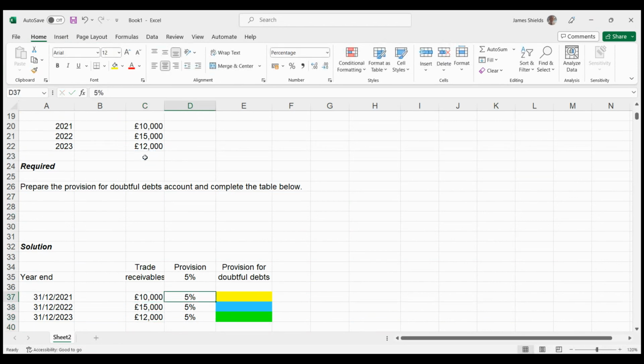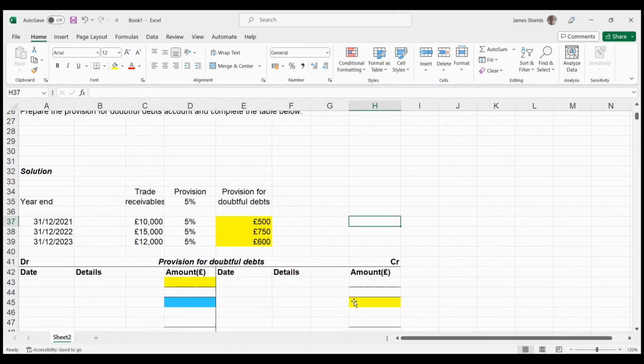Now, the provision we're told is 5%. So at the end of 2021, it will be 10,000 times 5%. So they're not expecting to receive £500 from their trade receivables, who are their credit customers. Likewise, at the end of 2022, they do not expect to receive £750. That's 5% of £15,000. And at the end of December 2023, they do not expect to receive 5% of £12,000, which is £600.